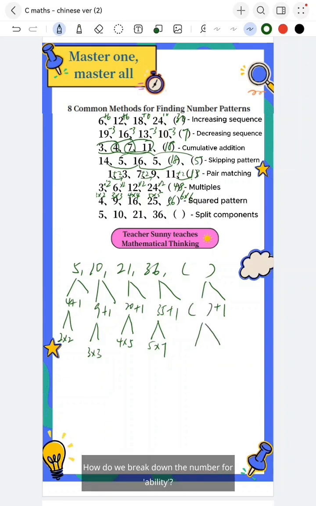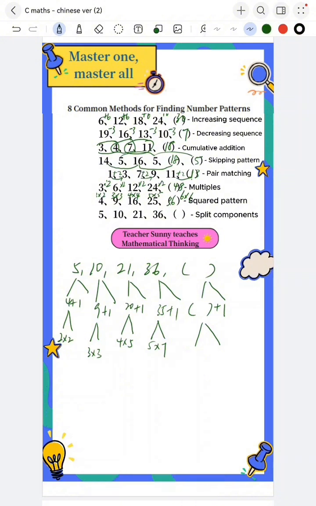How do we break down the numbers? Let's look at the previous patterns to see if we can find the rule. Let's start by looking at this one. 2, 2, 3, 4, 5 are still arranged in order. So the first pattern we find here is 6. Now what do we multiply 6 by?